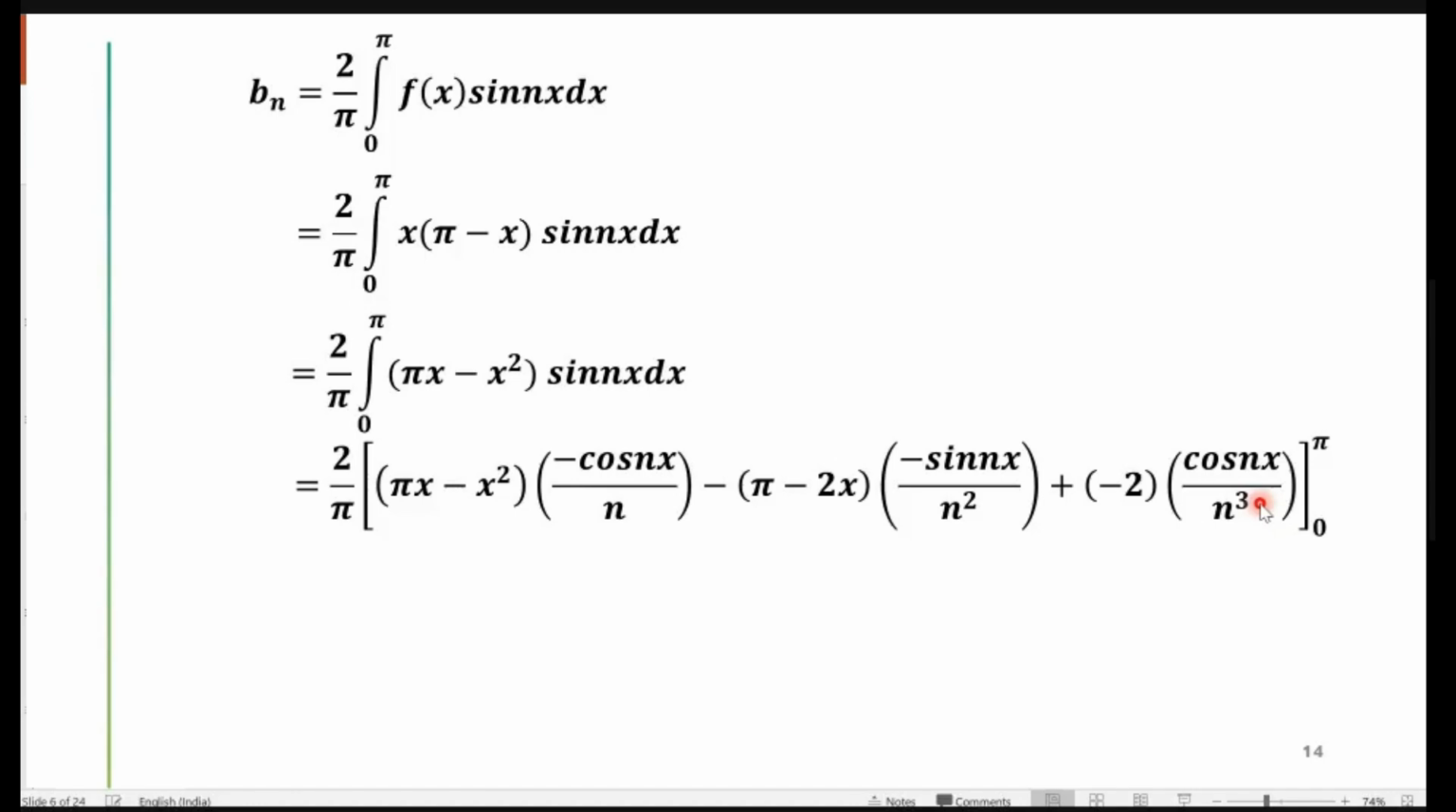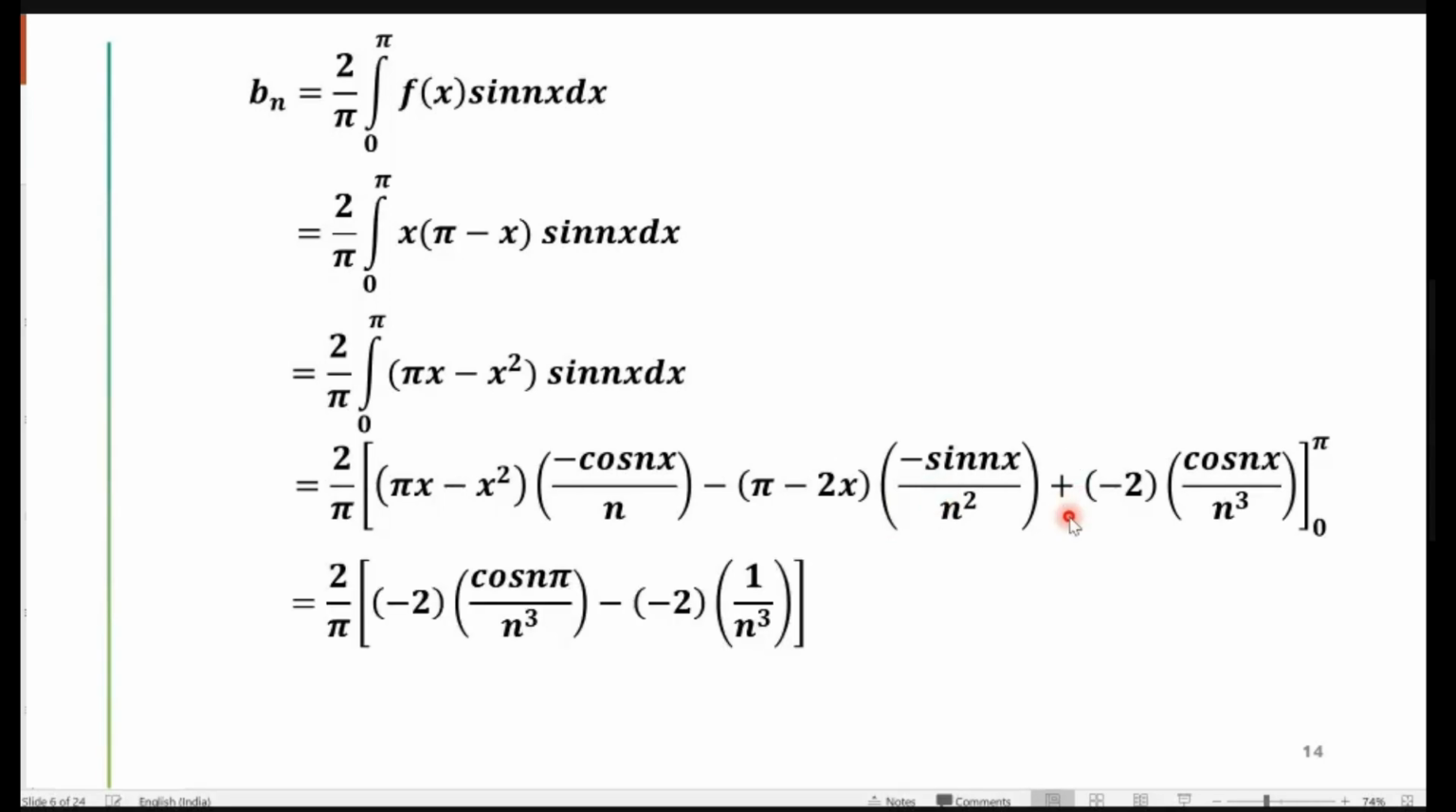When we apply the upper limit, when x is pi, we'll get pi square minus pi square. This term is 0. Sin n pi is 0. Only this term will remain. So minus 2 cos n pi upon n cube. Again, when x is 0, first term is 0, sin 0 is 0. Again, we will have the third term. So minus 2 cos n pi upon n cube minus of minus 2. This minus sign is for the lower limit. Cos 0 is 1, so 1 upon n cube.